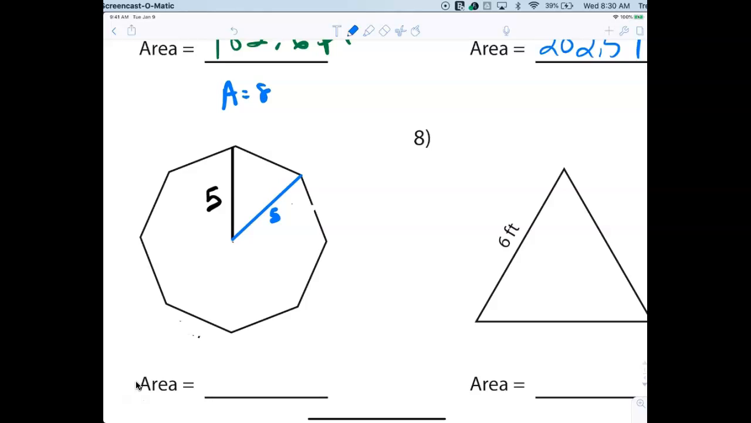Area equals 8, parentheses, 1/2. Do I know the base yet? No. Do I know the height yet? No. I don't know any of those. Because that's the radius, it's not the base and it's not the height. You good? All right.